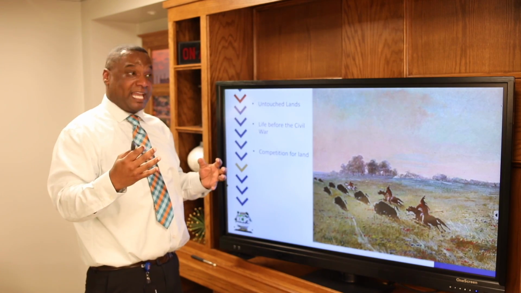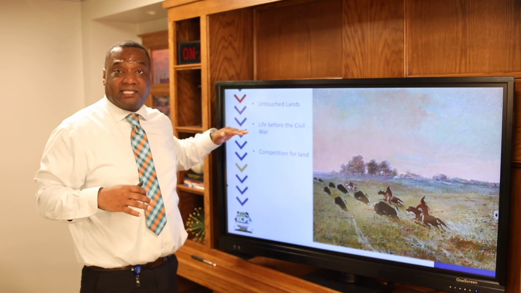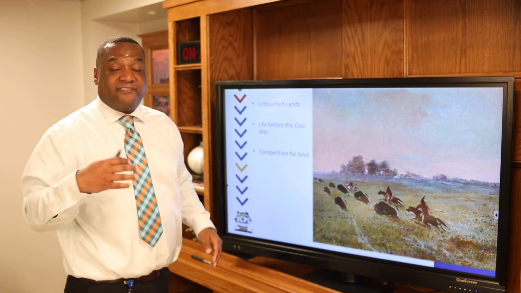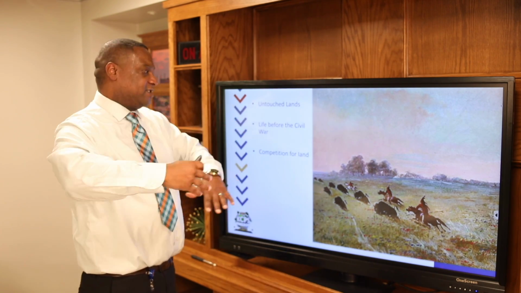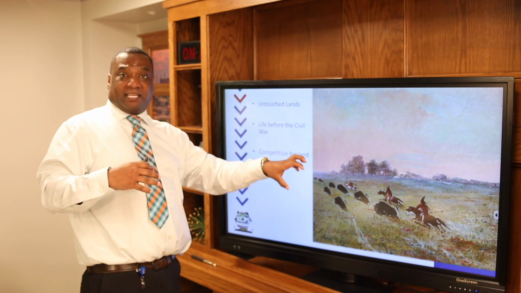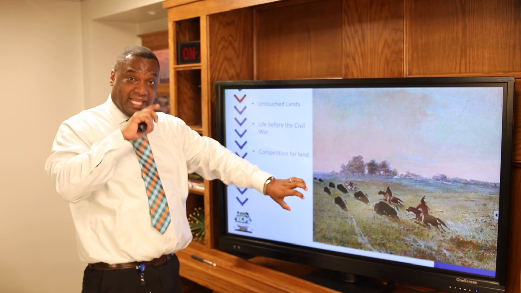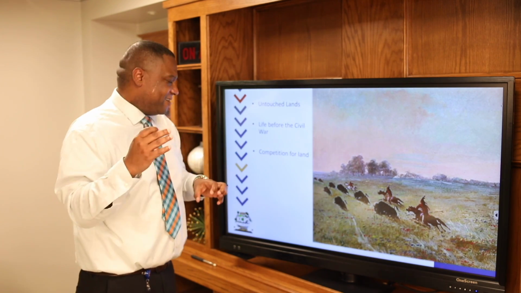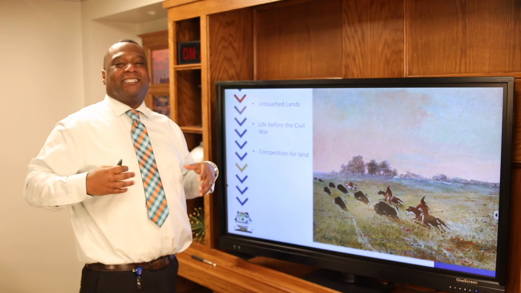Again, before the railroads hit, these lands were untouched. These Native American populations lived on them for years and years, right? Life after the Civil War changed the life of Native Americans in the plains because people started migrating to these areas. And this led to competition for land.